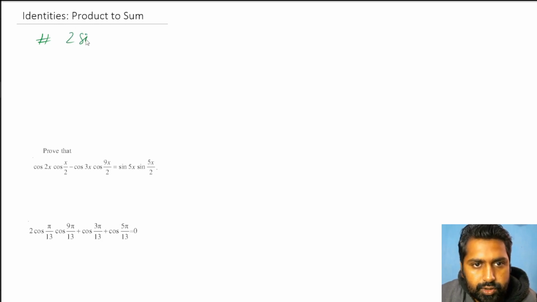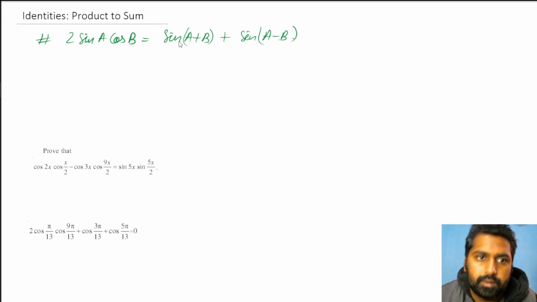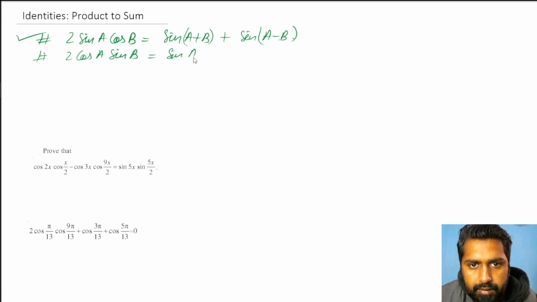So the first formula is 2 sin A cos B. This is equal to sine of A plus B plus sine of A minus B. Same way you can use 2 cos A sin B also, but my recommendation is only learn this one, because this will effectively deal with the second one also. So no need to learn it, but I'm giving you the formula anyway. This is sine A plus B minus sine A minus B.